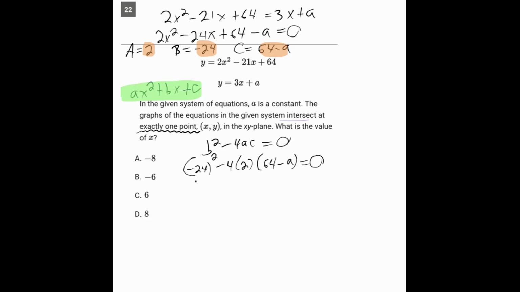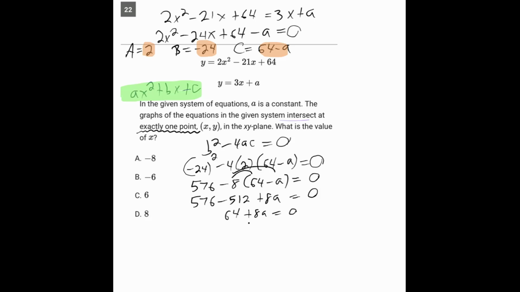So now 24 squared is 576 minus 8 times 64 minus a equals 0. 576 minus 512 plus 8a, so we're distributing here, equals 0. 64 plus 8a equals 0. Take away 64 from both sides. 8a is negative 64 and divide by 8, and you'd get negative 8.